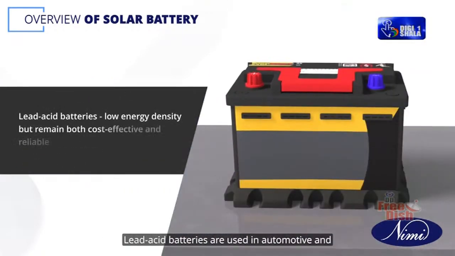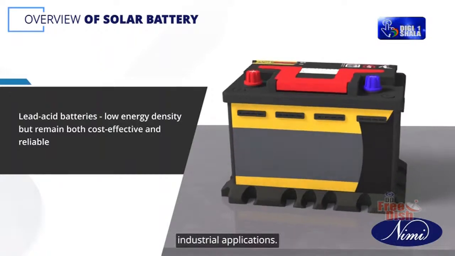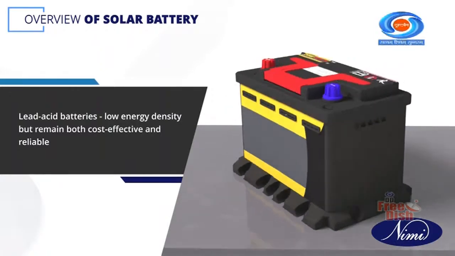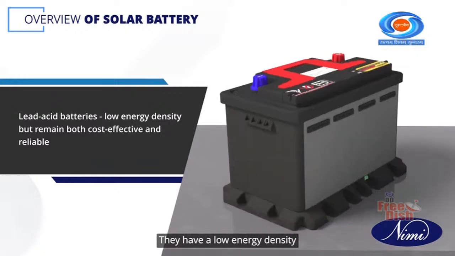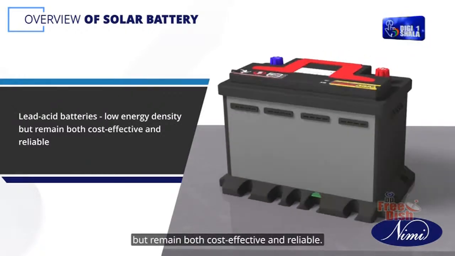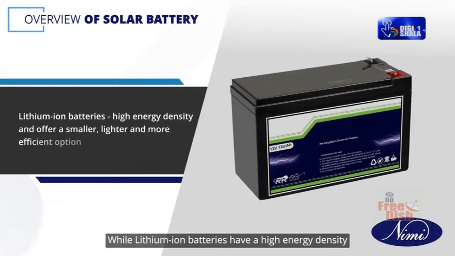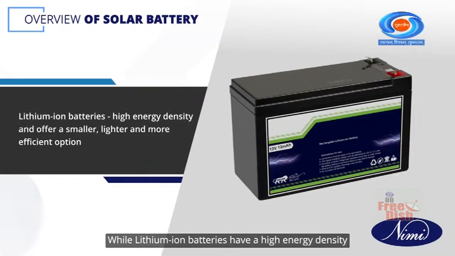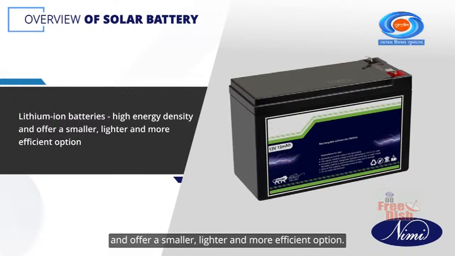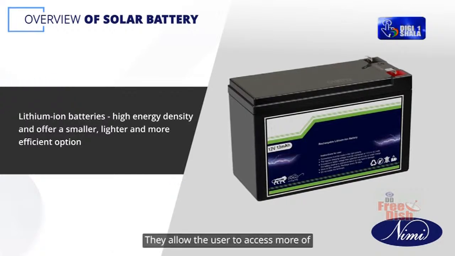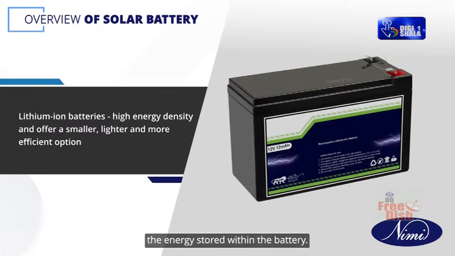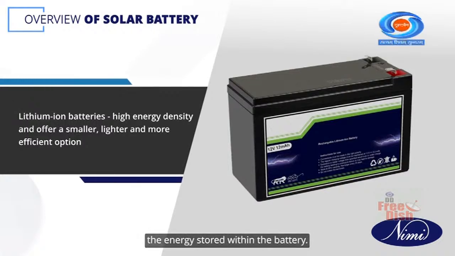Lead acid batteries are used in automotive and industrial applications. They have a low energy density but remain both cost-effective and reliable. While lithium ion batteries have a high energy density and offer a smaller, lighter, and more efficient option, they allow the user to access more of the energy stored within the battery.